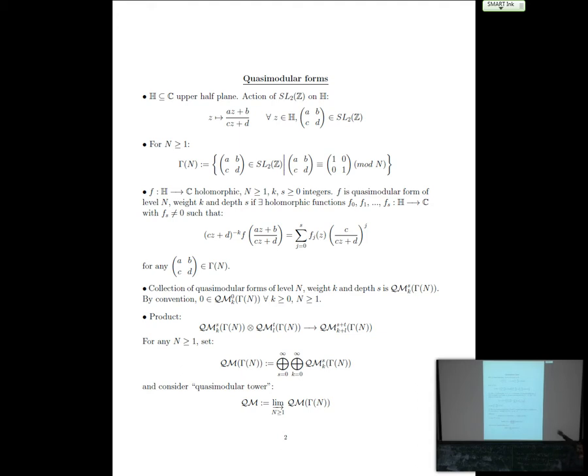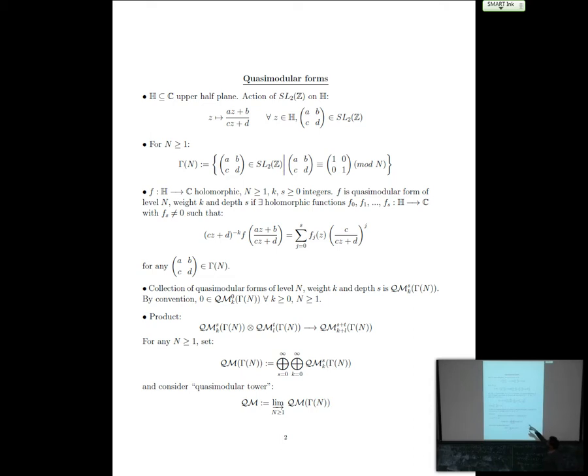So we have the upper half plane, and of course there's the SL2 Z action on it. The principal congruence subgroup gamma n consists of matrices ABCD congruent to the identity mod n. This is the explicit definition of a quasi-modular form: a holomorphic function f from h to C is quasi-modular of level n, weight k, and depth s if it has that property.